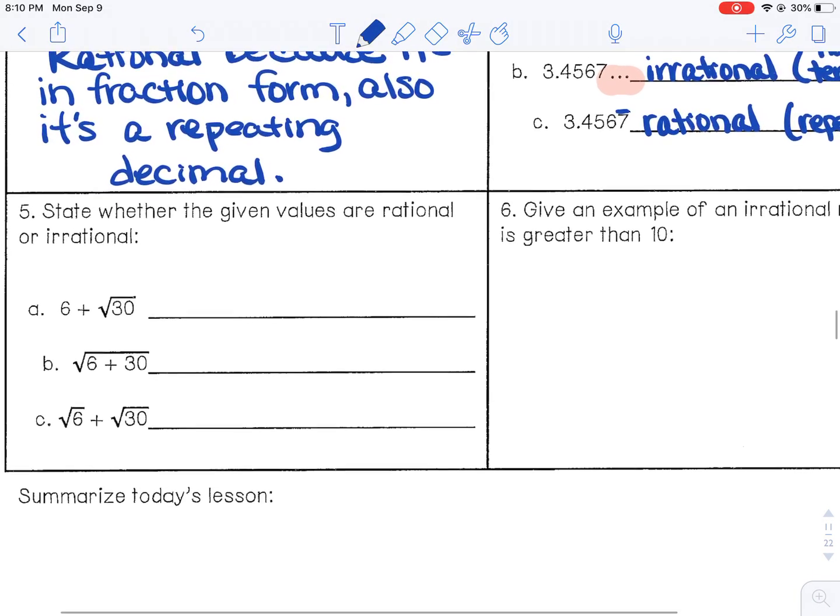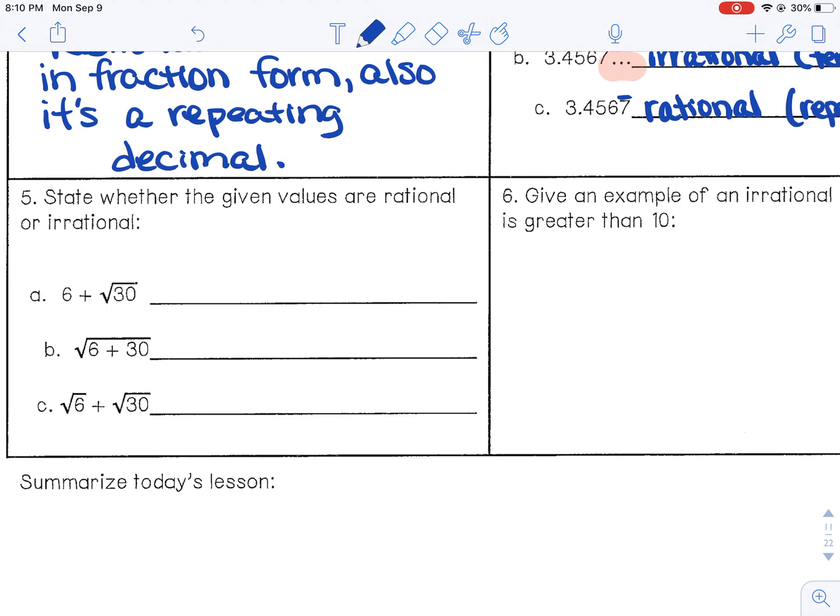5 is another great question. Okay, we have to figure out if the given values, or the answers so to speak, are rational or irrational. Well, I've got 6, and then I've got the square root of 30. Is the square root of 30 a perfect square? Can I simplify it? That answer would be no. There are no two numbers that multiplied by themselves will give me 30. So I am taking 6 and adding to it an irrational number. My answer is still going to be an irrational number. It is irrational because of the square root of 30.